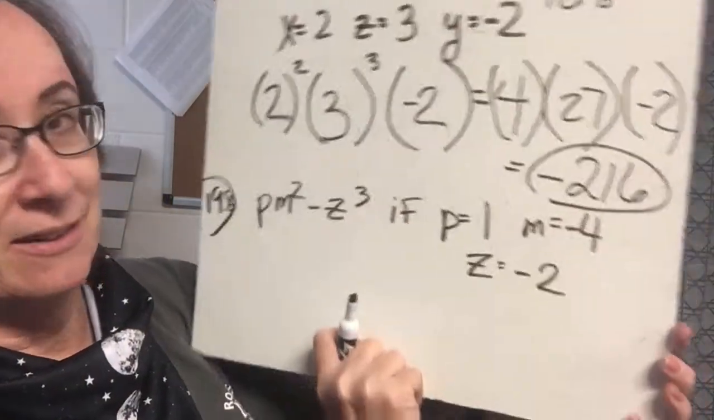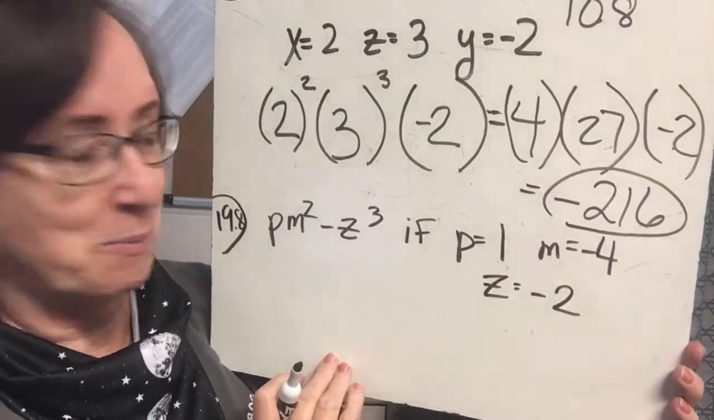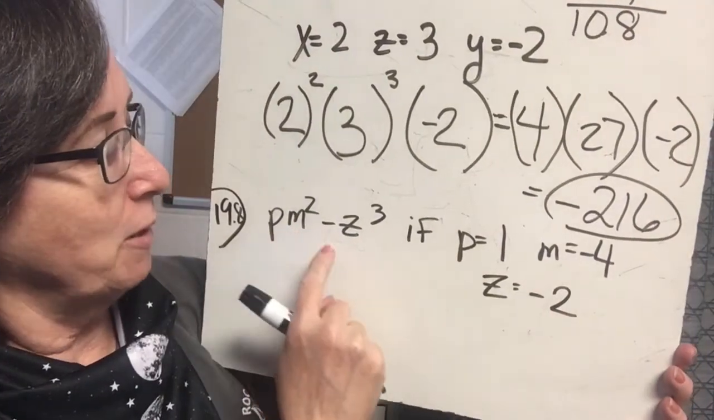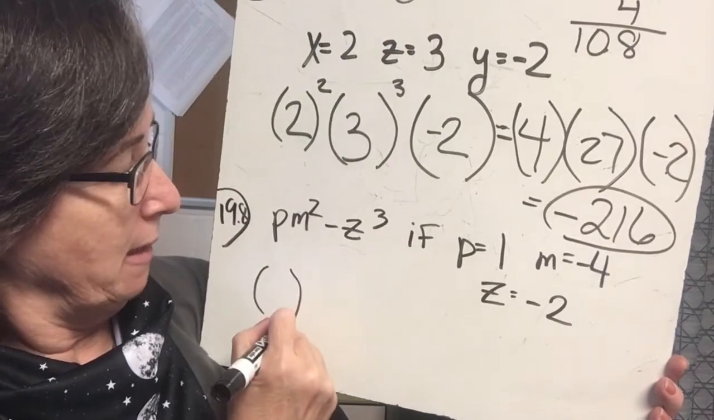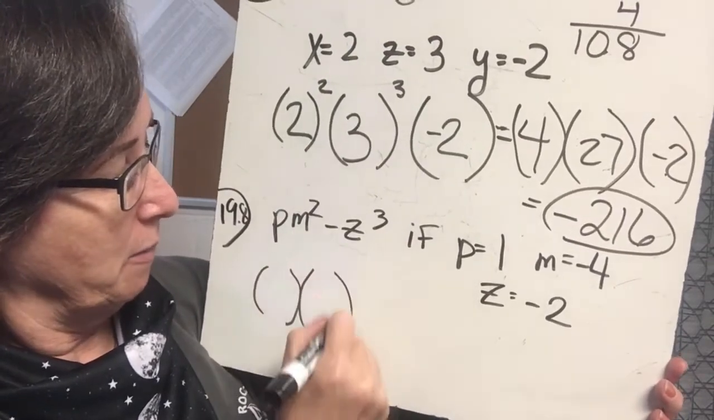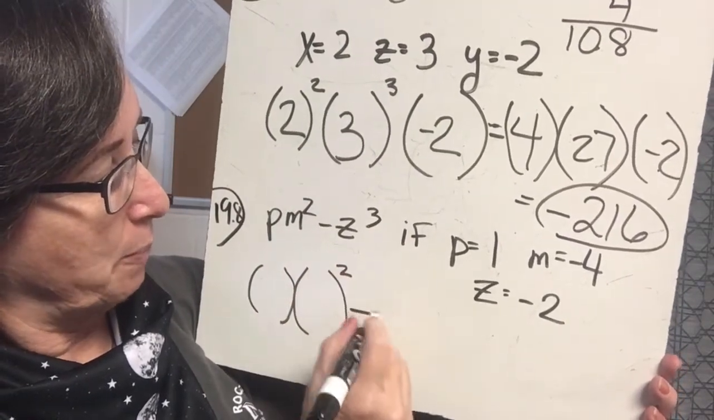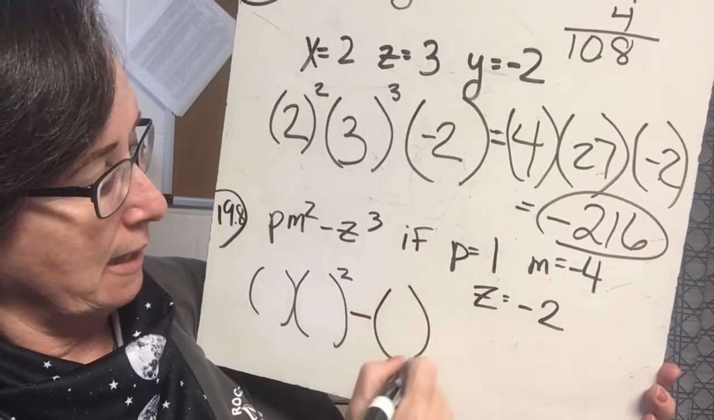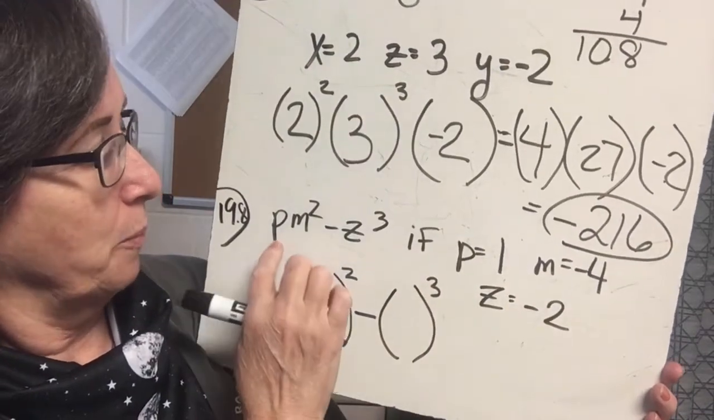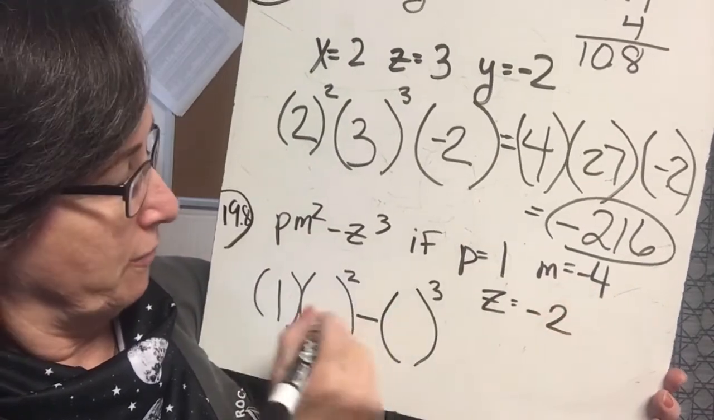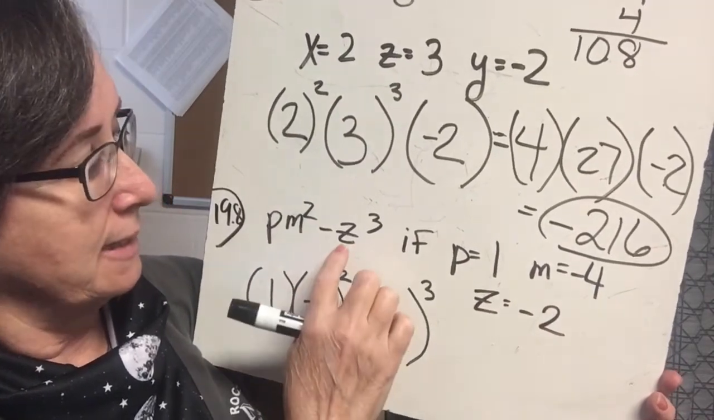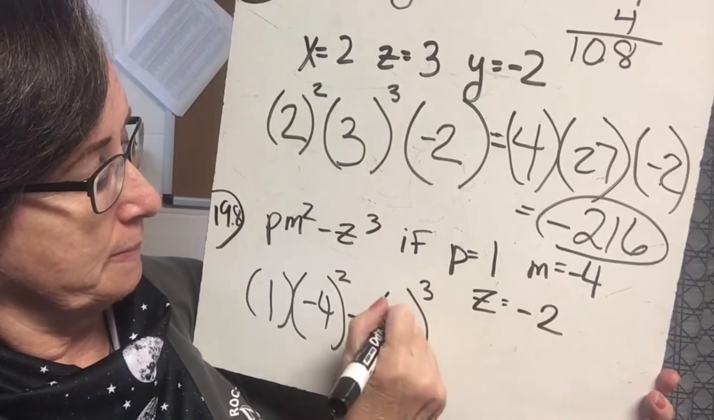All right, so here's our last non-practice problem. p m squared minus z cubed. So I'm going to pull out my p. I'm going to pull out my m and put a square. I'm going to pull out my z and put a cube. So p was a 1. m was a negative 4. And z was a negative 2.